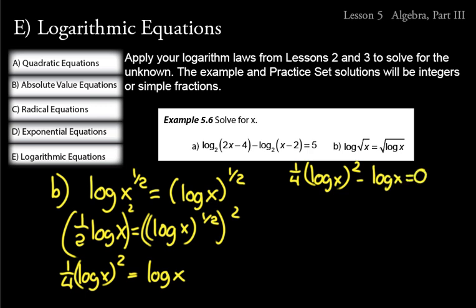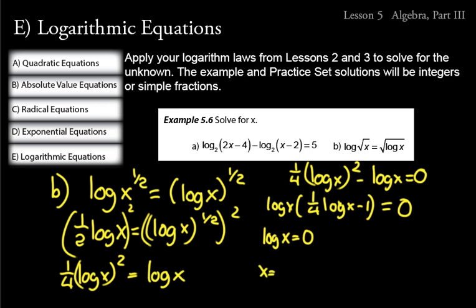We could factor a log x out of that. Log x times 1/4 log x minus 1 is equal to 0. Now find the zeros. Log x equals 0. That's one of them. When does log x equal 0? Well, when x equals 1, right? Logarithm of 1 equals 0.